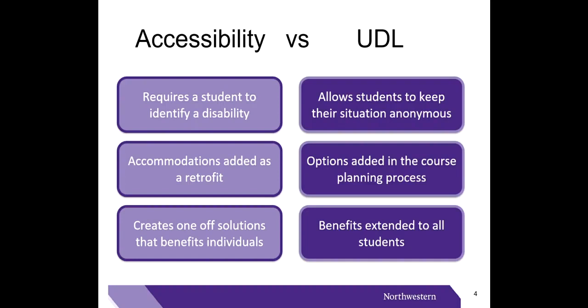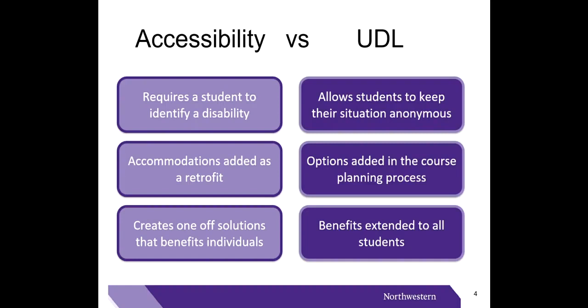In making a class accessible, accommodations are essentially added as a retrofit. You see, a student experiences something that they cannot do in the class, so an accommodation is made to make that accessible. In a universally designed class, options are added in the planning process to remove potential barriers ahead of time, and thus the student does not have to experience barriers to be accommodated.